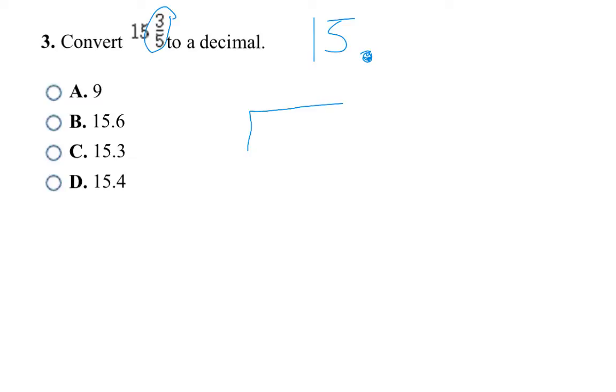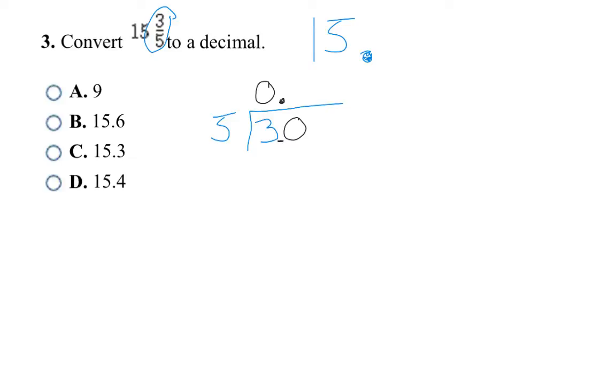The 3 is going to go underneath, and the 5 is going to go out front. Now, 5 can't divide into 3. So it goes in 0 times. So that means I'm going to have to add a decimal and add a 0. And this time, I'm going to go ahead and also put the decimal straight up above in my answer so that I don't lose track of it.